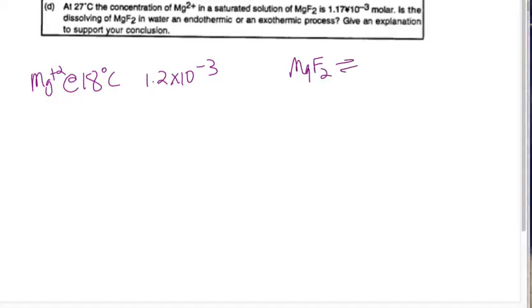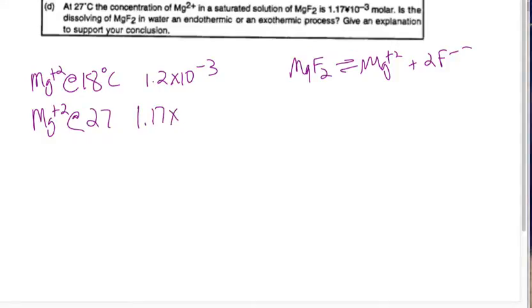Let's do that. Mg plus 2, when it's 18, what was its concentration? 1.2 times 10 to the what? Negative 3. All right, and just to remind you, that's what we're dealing with. What is the concentration then at 27, times 10 to the negative third? As we added heat, which way did that shift? To the left. Where do we write the word heat? So when we increase it, it shifts left.